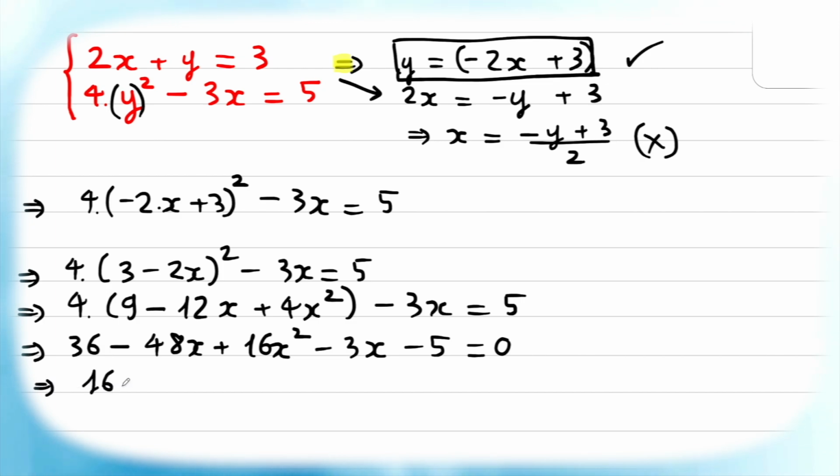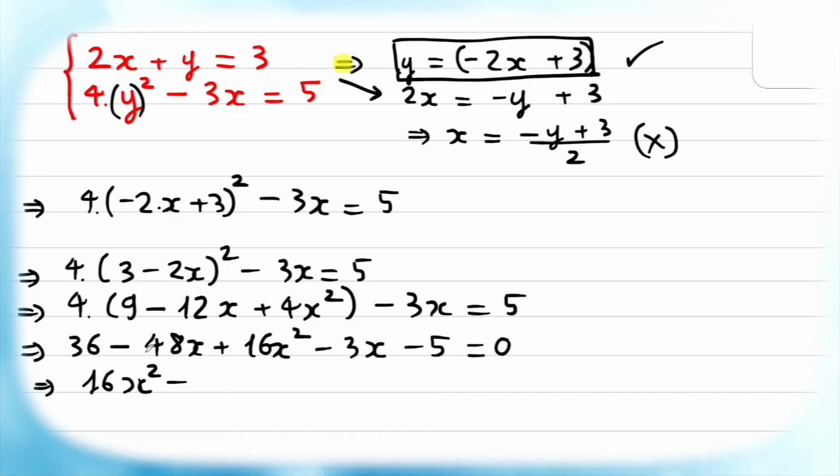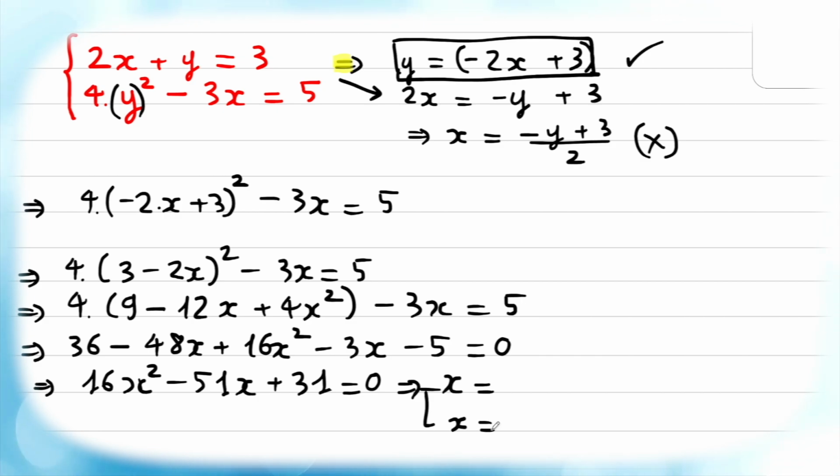So 9 minus 12x plus 4x squared, minus 3x minus 5 equal to 0. We get 4x squared, and minus 12x minus 3x, this means minus 15x, and plus 4. Sorry, I will take a little time for solving the equation now. I'm using my calculator, with the coefficients minus 51 and 31 here.